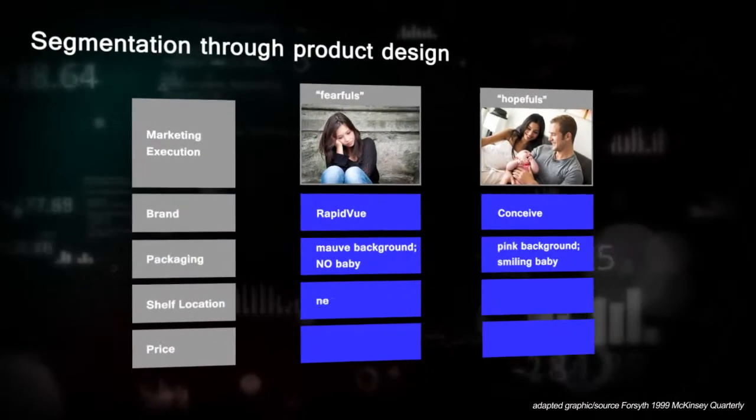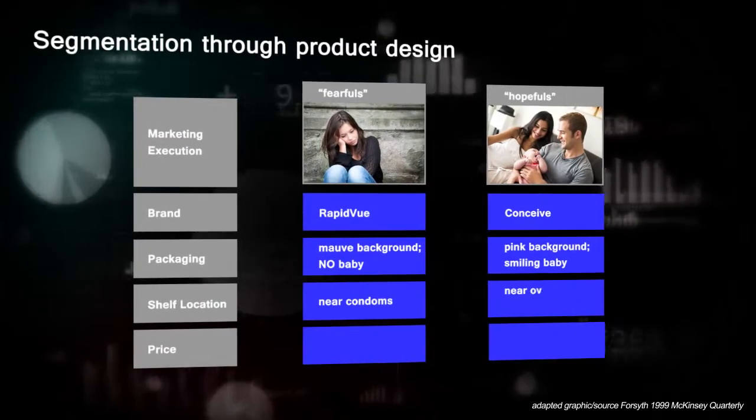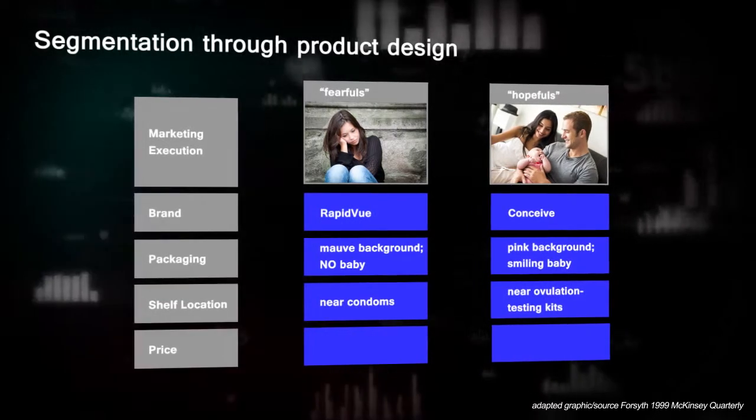Let's think about where you would put the package in a store. Well, for the fearfuls, they put it near the condoms. While for the hopefuls, they put it near the ovulation test kits. Okay. Now let's think about the pricing. It's the same product, more or less. The package is a little bit different, the brand is different, but it's the same product. So how much should you charge for that product?